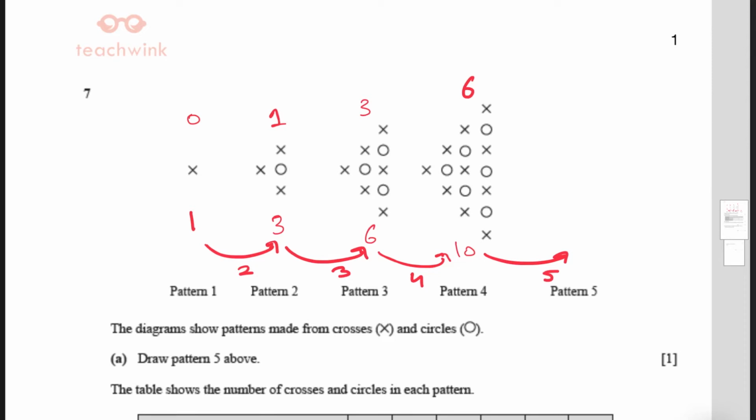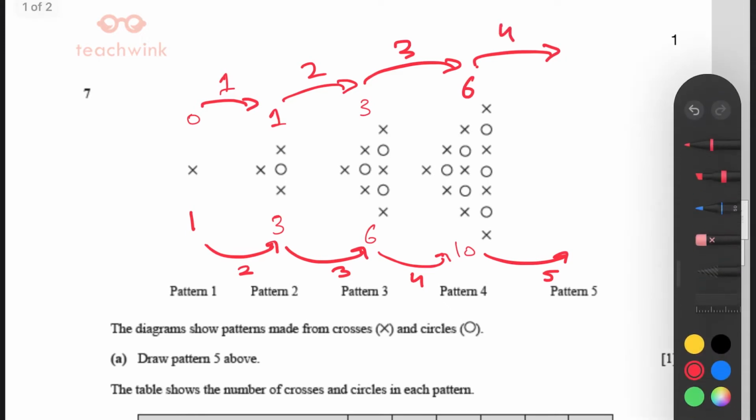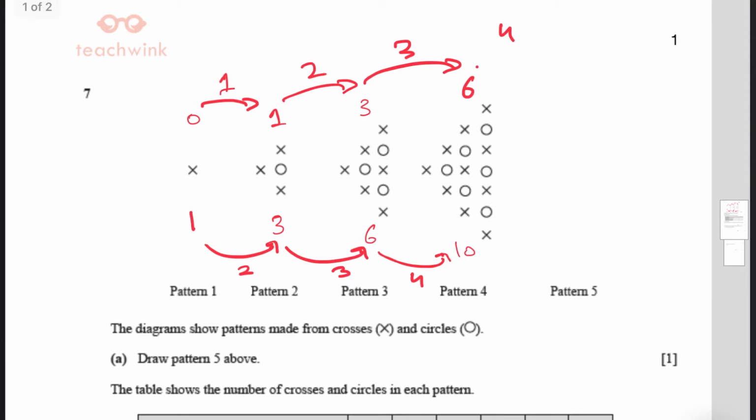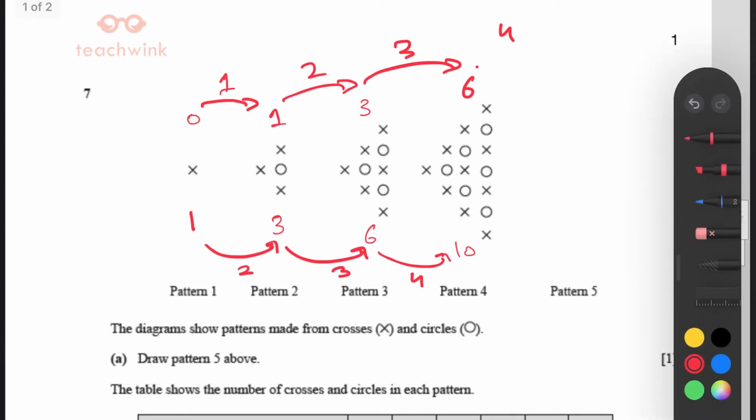And the number of circles from 0 to 1, it's of course 1. Then from 1 to 3 there are 2. Then from 3 to 6 there are 3. And then from 6 to the next one would be 4. Okay. So when we know this, let's draw the 5th pattern. So we follow the same one.